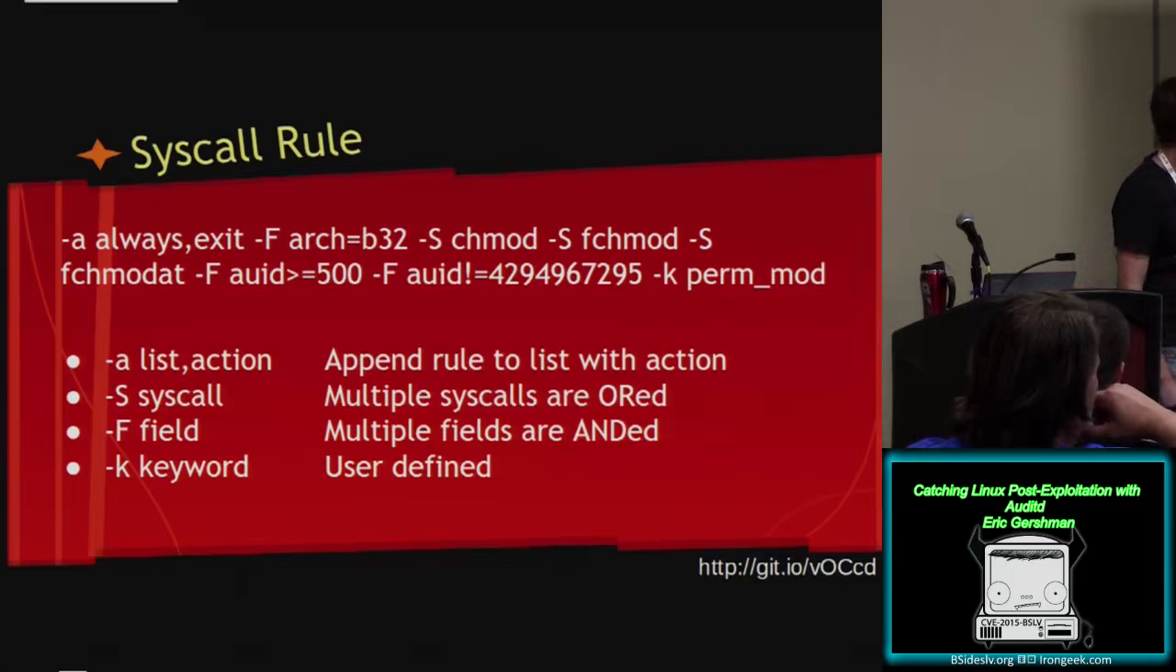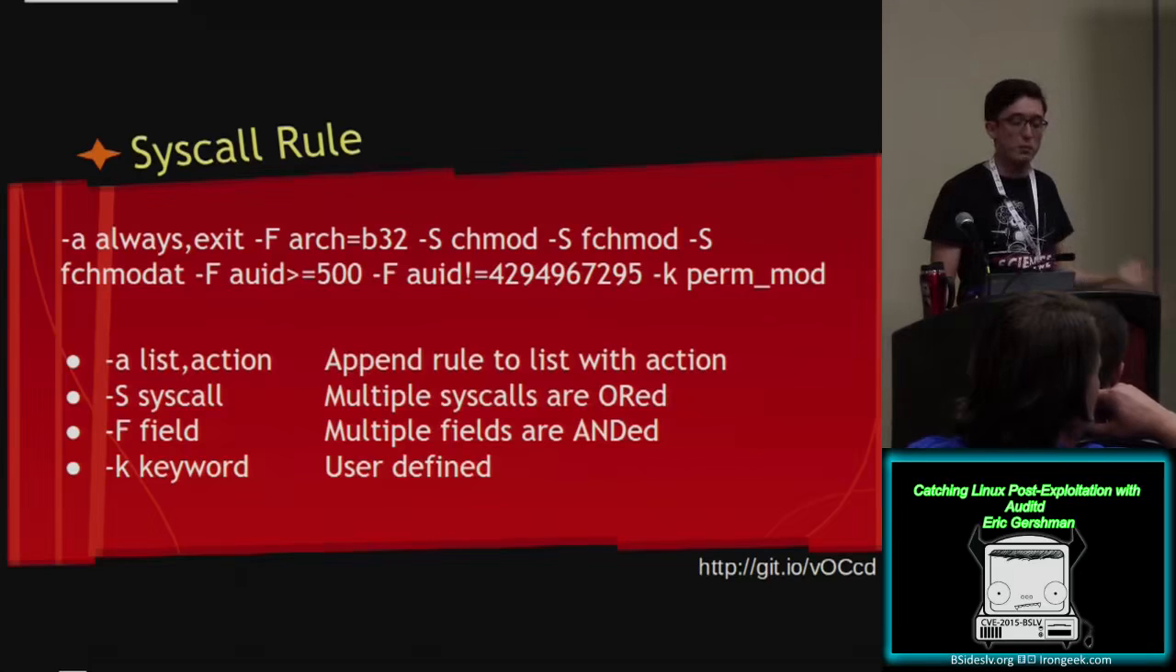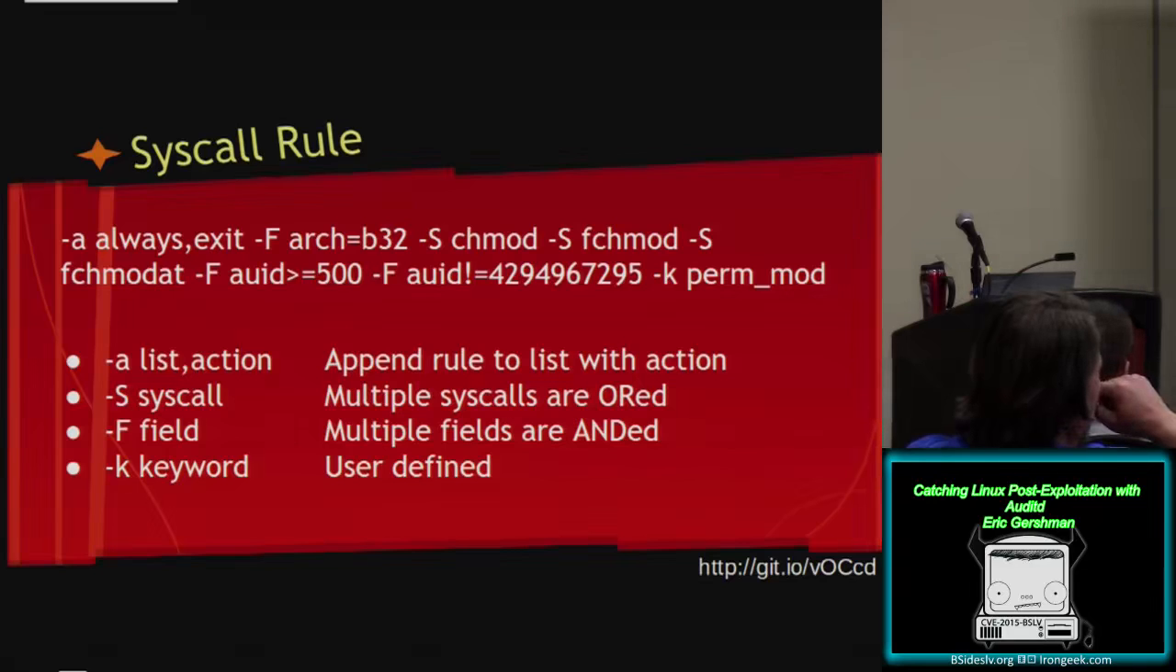The -S is for the syscall field, and it's for matching the syscalls. You can put multiple -S's in there, and they're going to be ORed. -F is for the fields, and these are ANDed. And then finally, we have -k, which is a user-settable string to aid in reporting and searching.